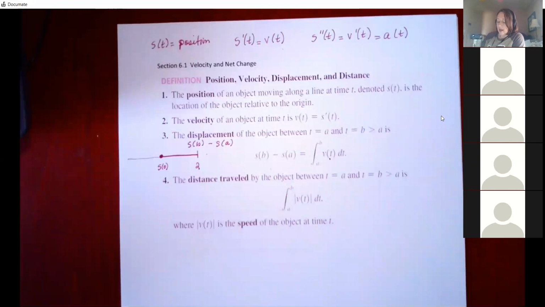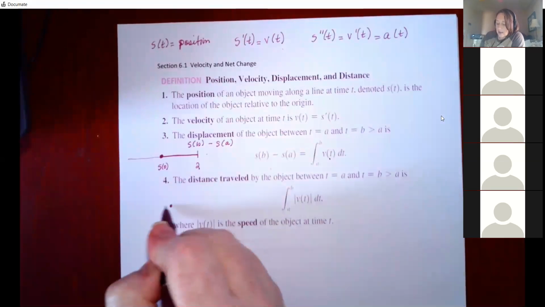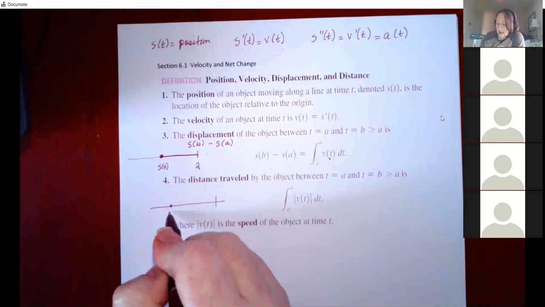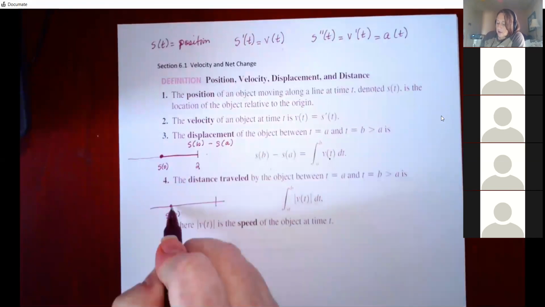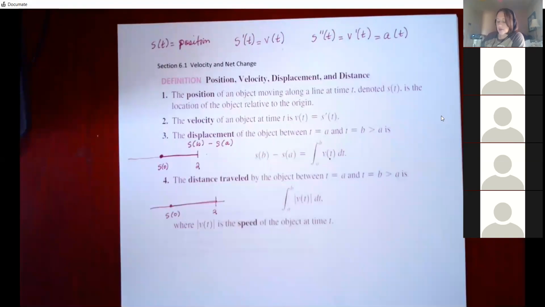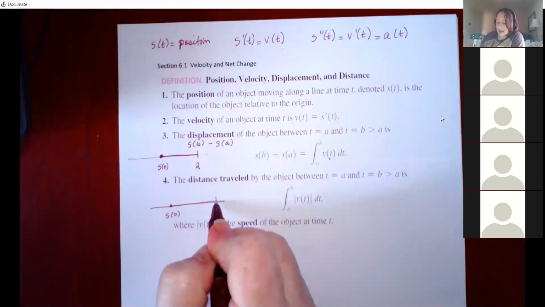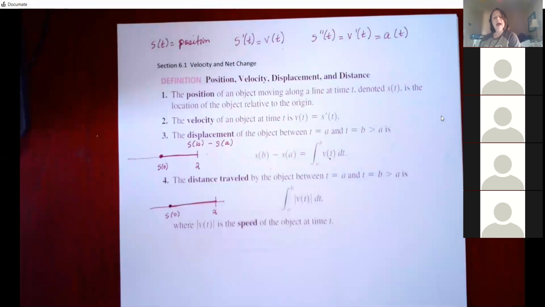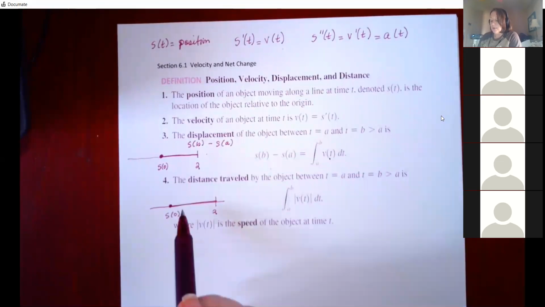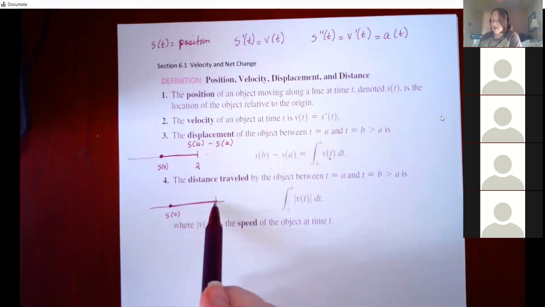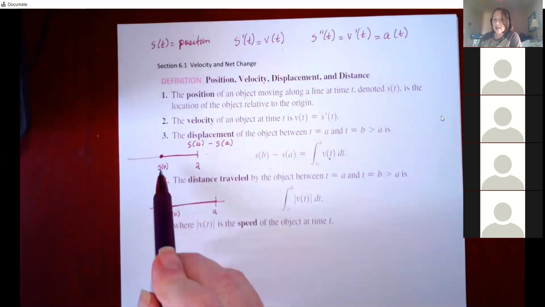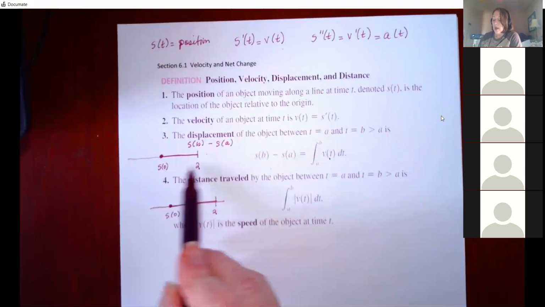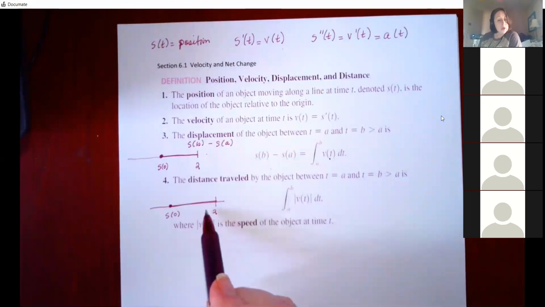Distance traveled, on the other hand: if we started with that same little object that started here at S of 0, and it moves 2 feet or meters or inches or whatever to the right, and then it comes back and stops at its initial position, how many units of distance did that object travel? 4. Exactly. But in displacement, what went right canceled off with what went left. So our displacement on this same little trip was 0, but our total distance traveled is 4 units.